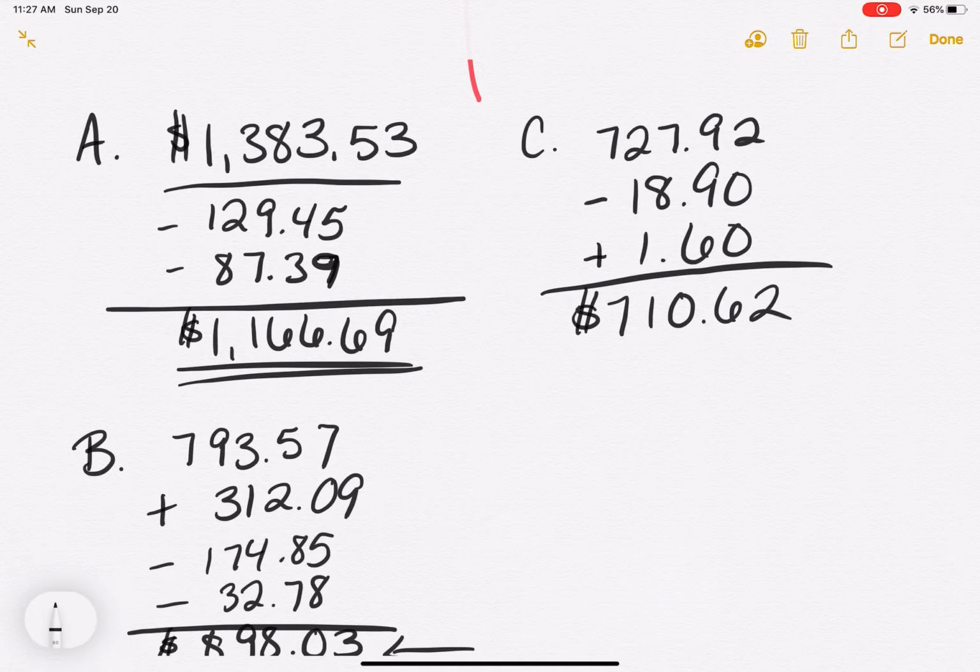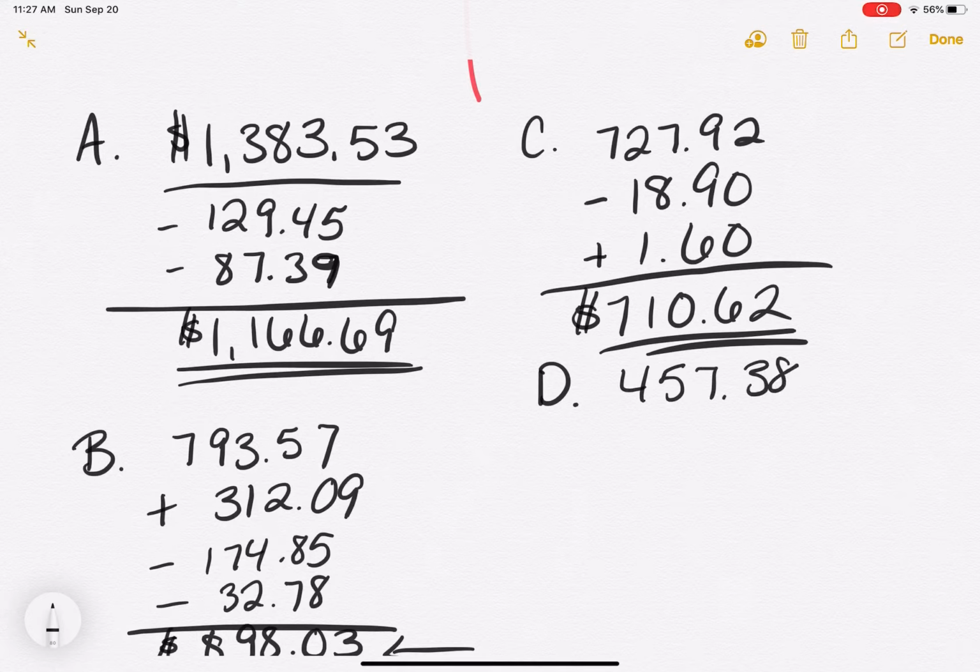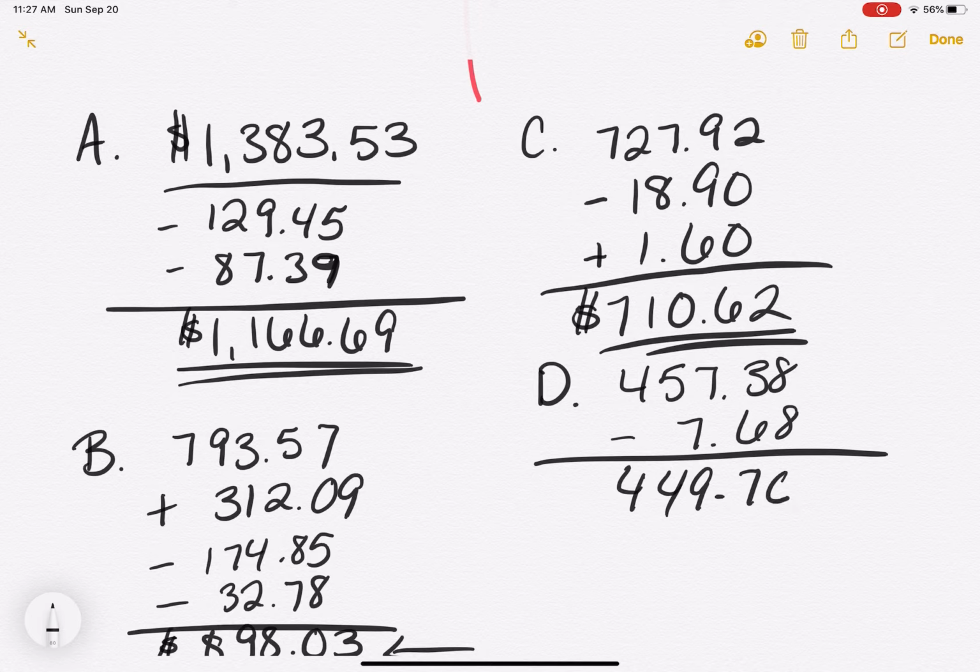Okay, let's go ahead and do D as well, even though this is pretty easy. So Ludwig had a balance of $457.38. His account does not pay interest, so we're not going to add anything. We're just going to subtract out the service charge of $7.68. So $449.70.